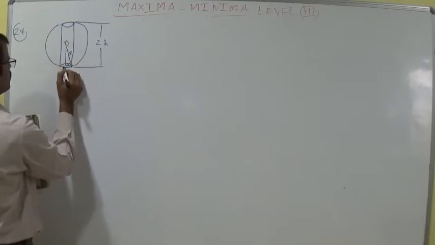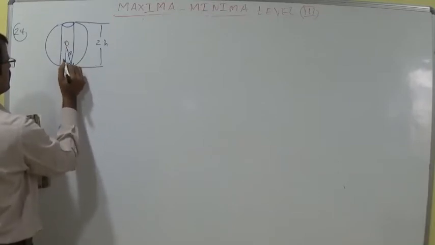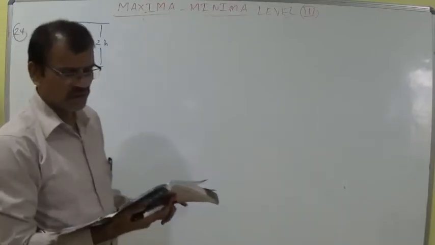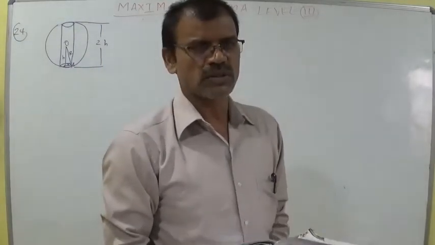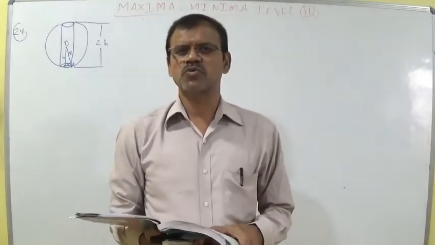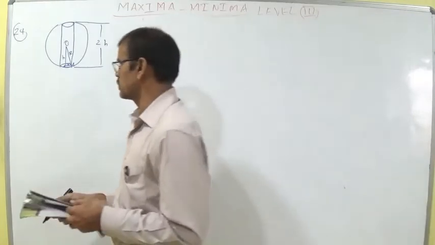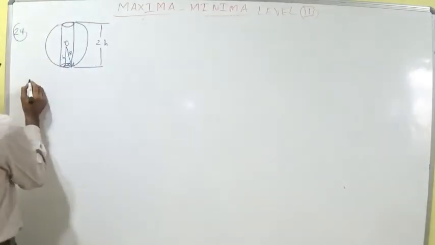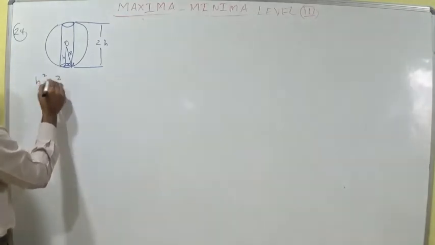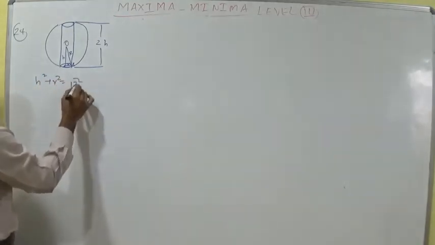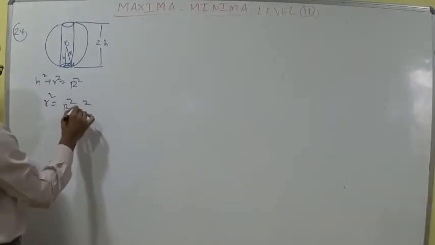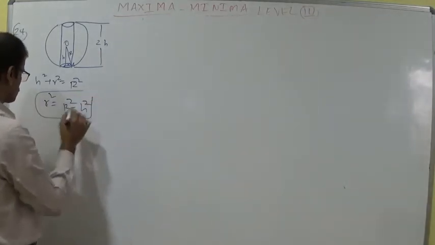Let this be O, this is A, this is B, this is H. This is also a cylinder, the height of the cylinder with maximum curved surface area. The curved surface area of the cylinder S is equal to 2 pi rh. So we can use the curved surface area. Here directly you can write h square plus small r square is equal to capital R square, and r square is equal to capital R square minus h square.